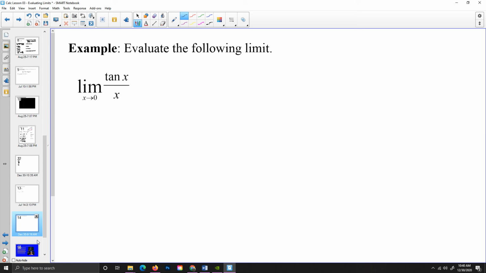So a quick example before we finish up. We want to evaluate the following limit here. Clearly this is undefined as x goes to 0, so I have to have a different technique. And I'm going to ask you to again recall that the tangent of x is equal to the sine of x over the cosine of x. And so again, I haven't evaluated the limit, I've got to write the limit.